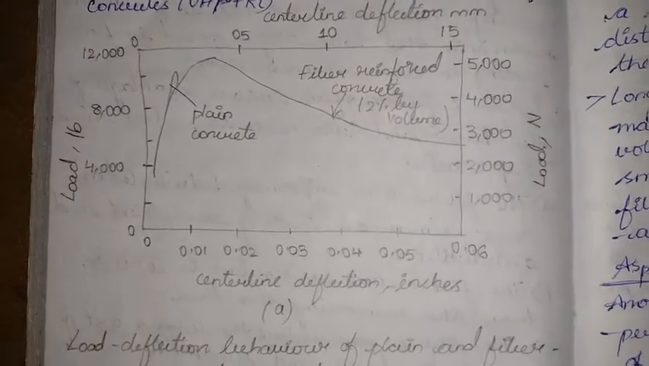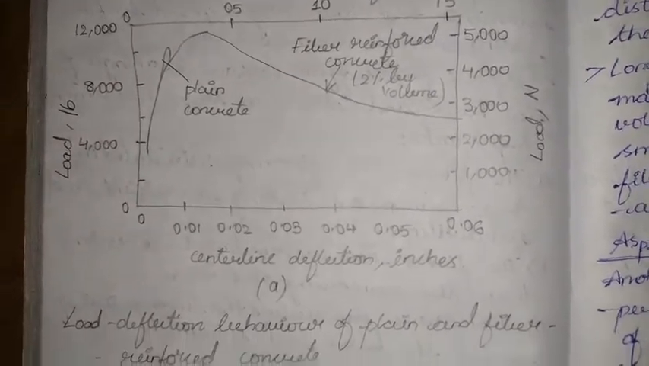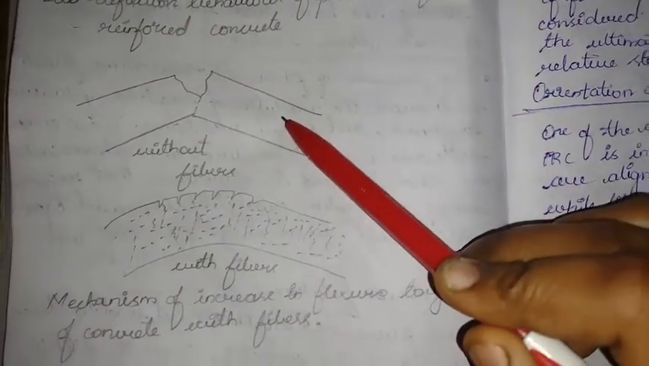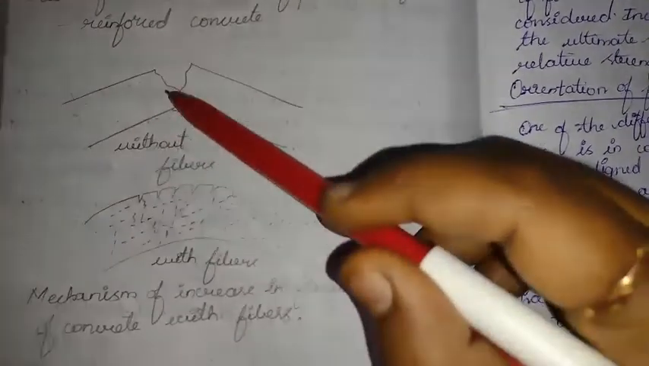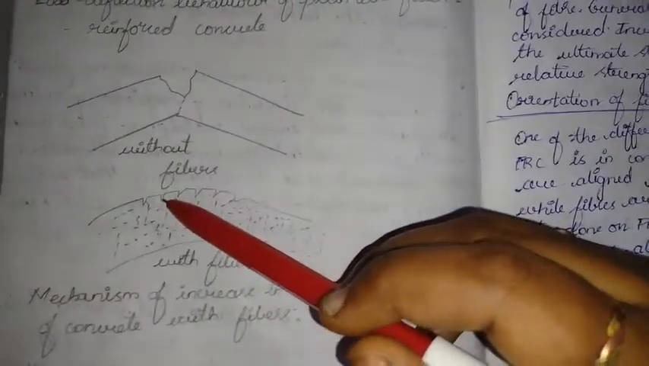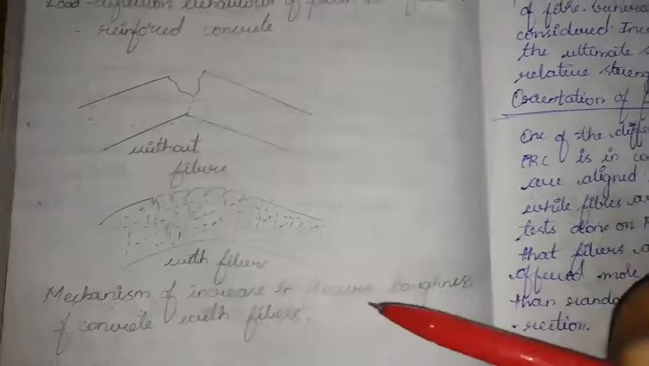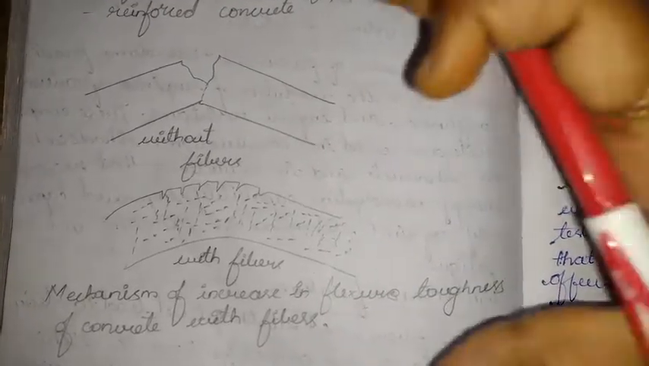So this is the centerline deflection we are showing as per the load, with the increments of load. Whenever we do not have any fibers in the concrete, this is how the flexural toughness of concrete will be. But when we add the fibers, we can see it is not breaking totally, it breaks in a pattern. That is, it shows the mechanism of increasing flexural toughness of concrete. So it increases the flexure, that is bending capacity, and toughness of concrete with fibers. So this is how it will be.